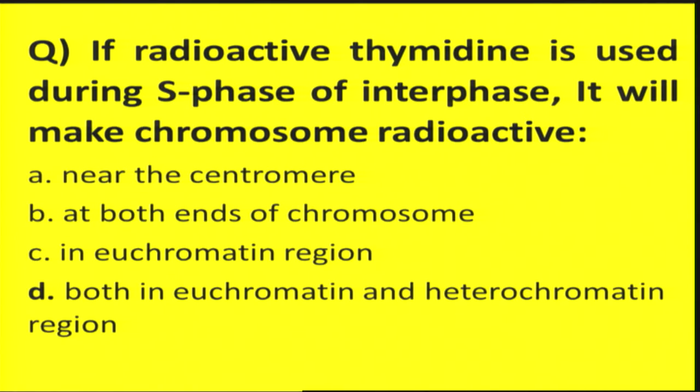If radioactive thymidine is used during S phase of interphase, it will make the chromosome radioactive near the centromere, at both the ends of the chromosome, in the euchromatin region, or both in euchromatin and heterochromatin region. Since we already know that DNA replication is semi-conservative, one strand of the DNA would be the template, and the entire new strand that would be synthesized, that is known as the daughter strand, would be new. So whether it is the euchromatin region or the heterochromatin region, both would receive the radioactive thymidine via the nucleotides. So option D would be correct.